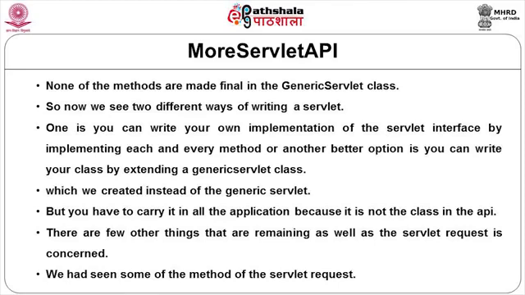Now we see two different ways of writing a servlet. What are the two ways? One is you could write your own implementation of the Servlet interface by implementing each and every method. Another option, which is a better option, is you could write your class by extending from the GenericServlet class. GenericServlet is from the API, but if you feel better, you could use that base servlet which we created instead of the GenericServlet. Of course, you will have to carry it in every application which you write. It is not built into the API itself, so it will not be available every time. You will have to carry that class wherever you go.